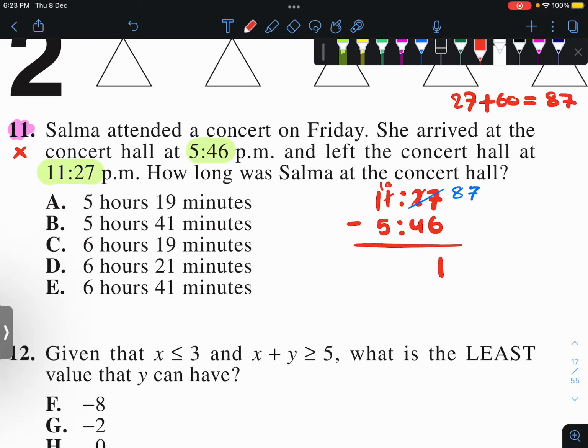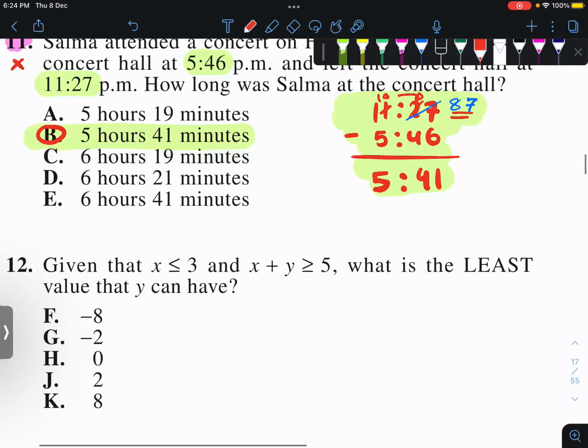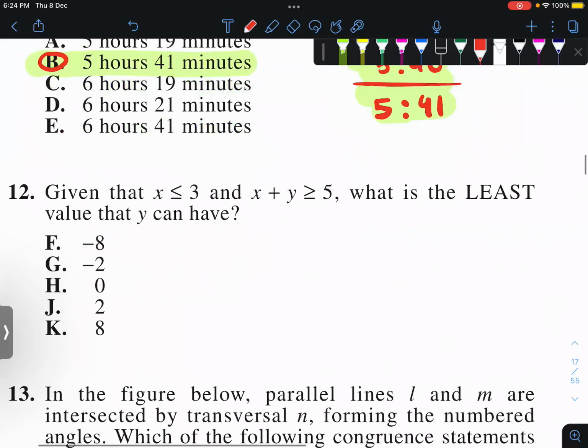So we have 7 minus 6, 1, 8 minus 4 is what? Is 4, and the 10 minus 5 is what? Is 5. So when you borrow 1 from this 11, you borrow 1 hour, which is 60 minutes. You give here 60 minutes to 27, and it becomes 87. So 5 hours and 41 minutes. So it's B. Okay, E is 6 hours. We need to choose it. But the trick here is that when you borrow 1 from the hour part, you borrow it as 60 minutes and give it to the minute part. Understood?